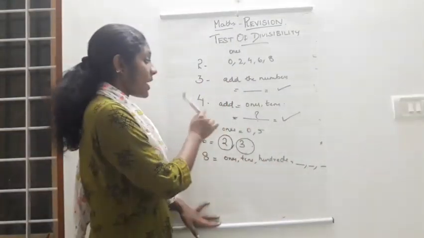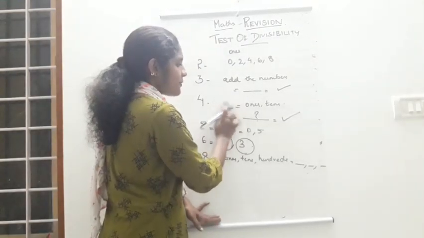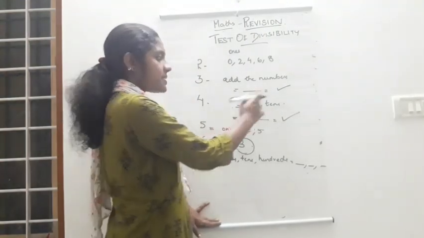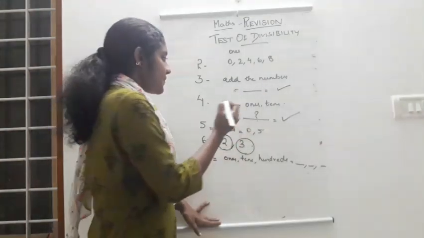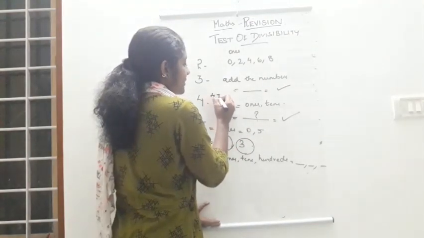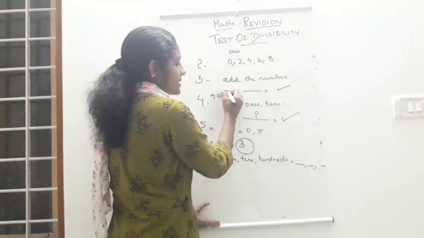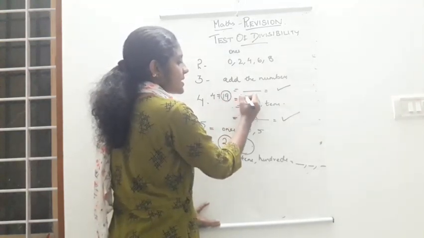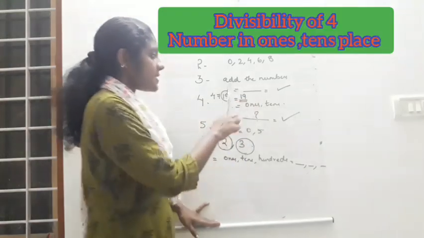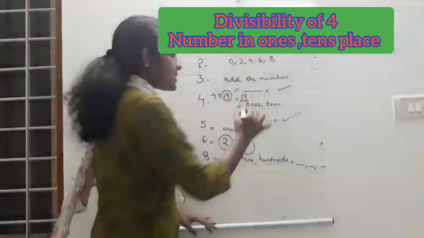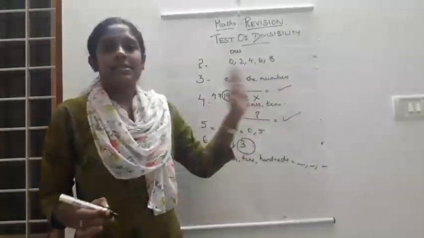Sorry, for 4 I have written here "add". You don't have to add, you have to just take the number in the ones and tens place. For example, the number given is 4790. You just take the number in the ones and tens place, which is 90. Is 90 divisible by 4? No, it is not divisible. That means the number is not divisible.